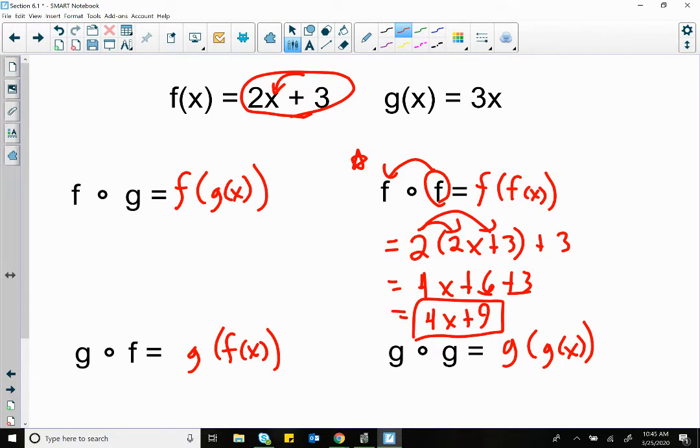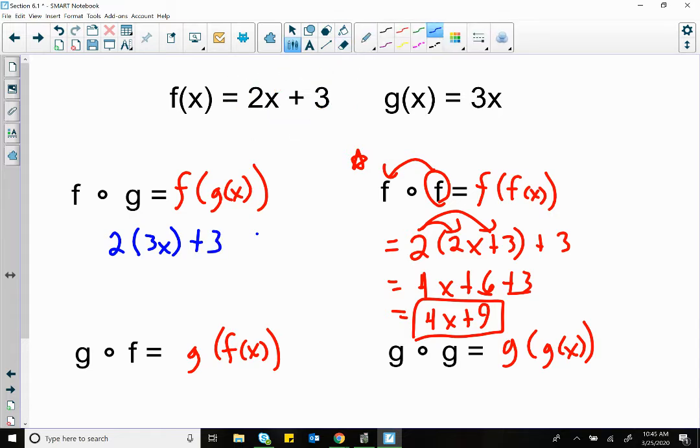All right. So if we're doing f of g, I'm going to start with the f. Oh, I see x. What am I putting in for x? Well, it's going to be the g. So I'm going to put 3x plus 3.